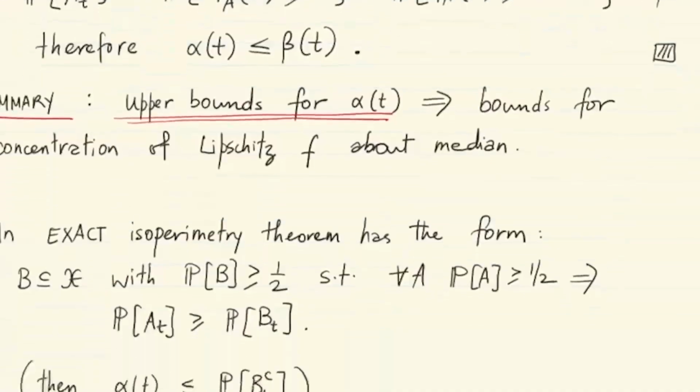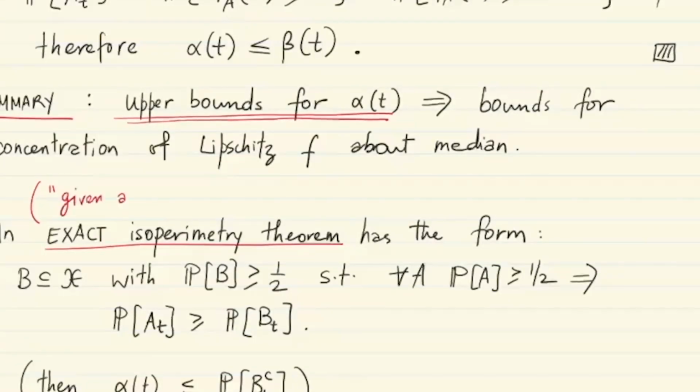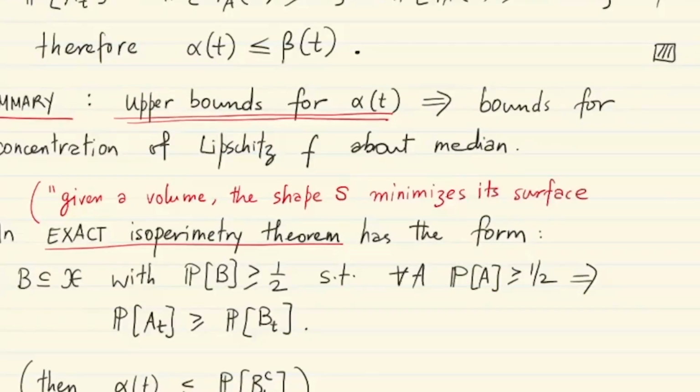So what we know so far is that if you have an exact isoperimetry theorem. So what do you mean by an exact isoperimetry theorem? It's a statement that says that in some sense, given a volume, the shape or body or subset S minimizes its surface area. So these are essentially called exact isoperimetry statements.